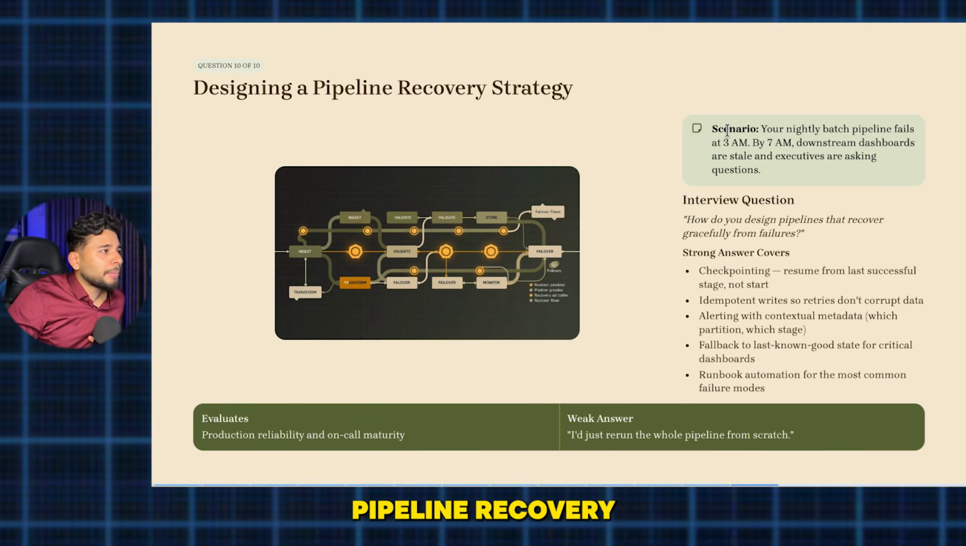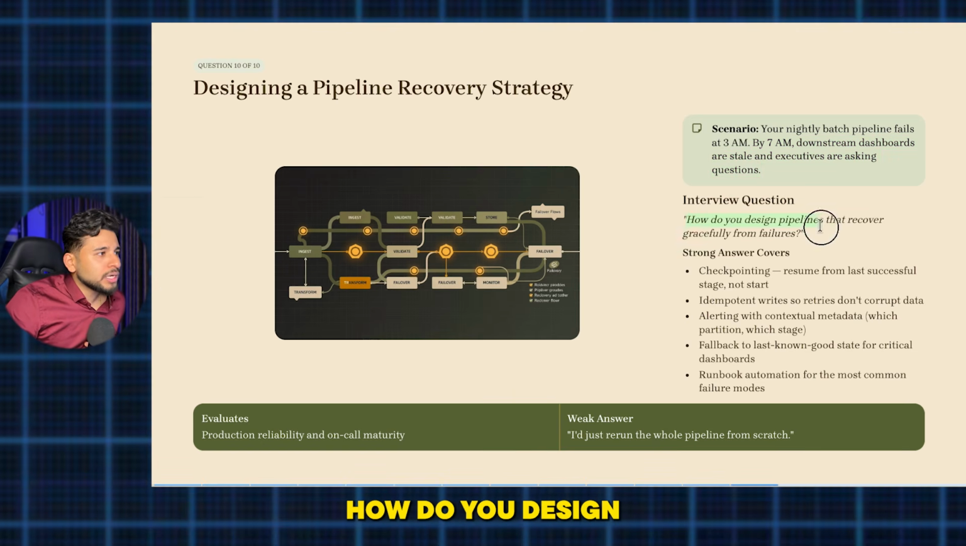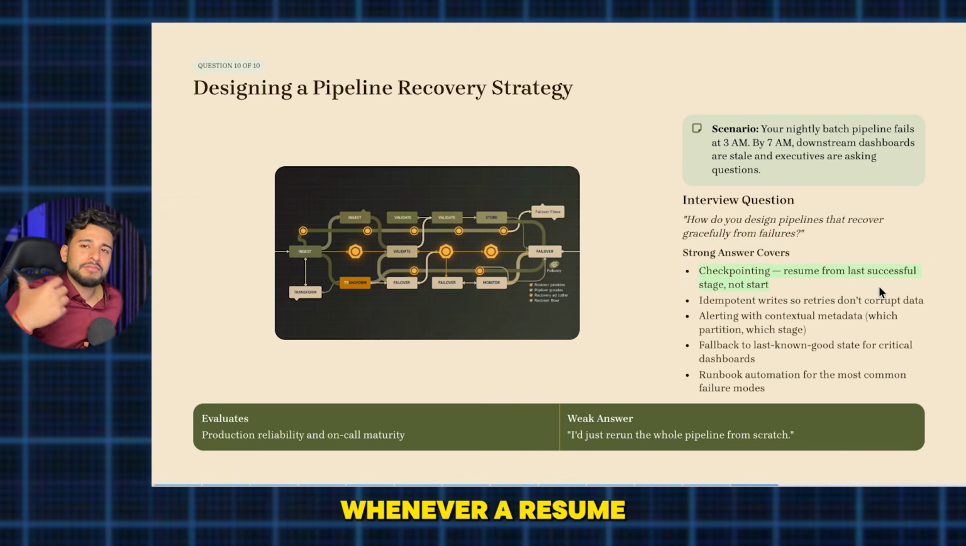Next thing is designing a pipeline recovery strategy. Suppose your nightly batch pipeline fails at 3 AM, and by 7 AM the downstream jobs, like your dashboards, will run. So how do you design a pipeline that recovers gracefully from failures? Firstly, checkpointing: you should have resume logic in the checkpointing, so that it starts from wherever it failed.